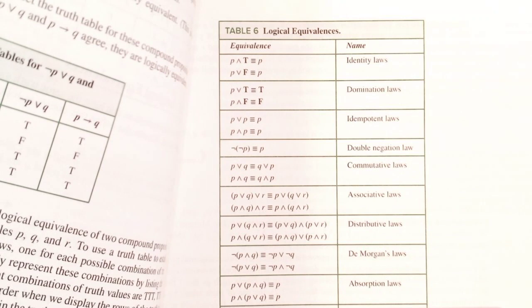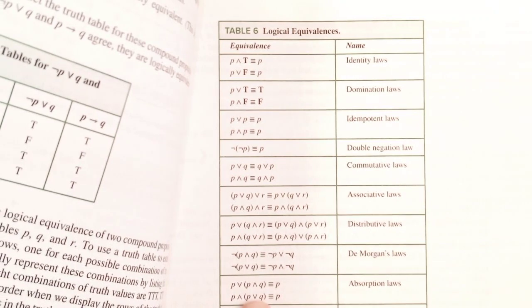If something appears twice, we can kind of suck it up and only need it once. So we can absorb an extra OR P on the outside or an extra AND P on the outside when there's an OR on the inside.